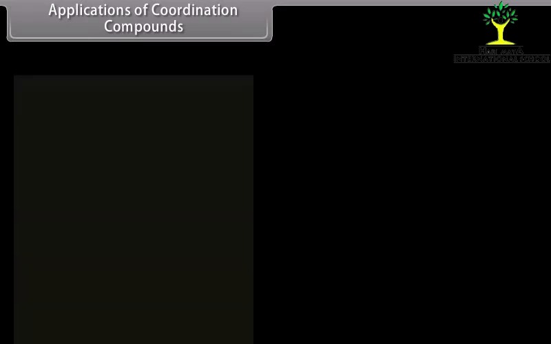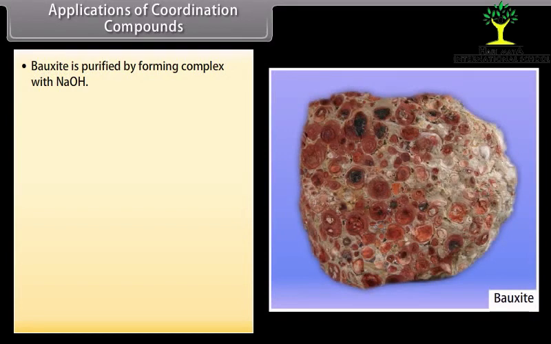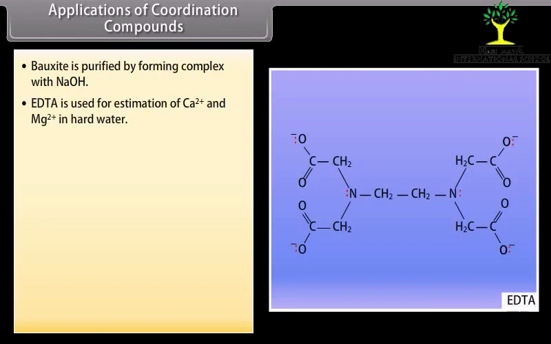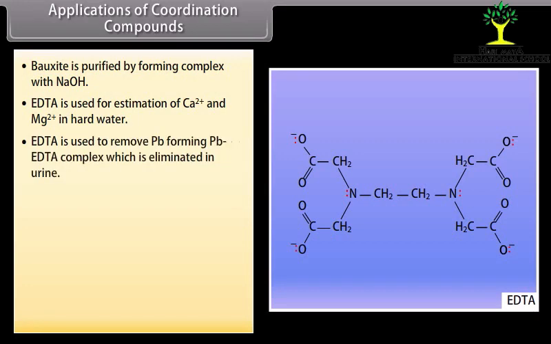Applications of coordination compounds. Some important applications of coordination compounds are the following. Bauxite is purified by forming a complex with NaOH. EDTA is used for estimation of Ca2+ and Mg2+ in hard water. EDTA is used to remove Pb by forming the Pb-EDTA complex, which is eliminated in urine.